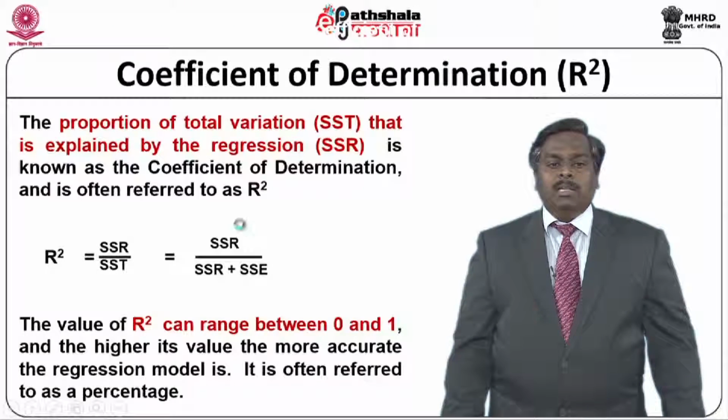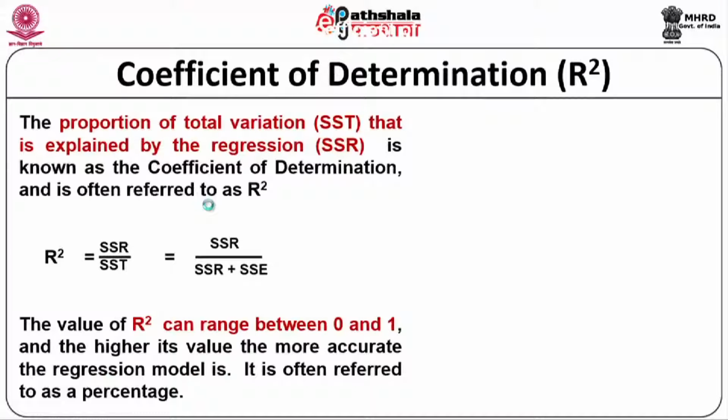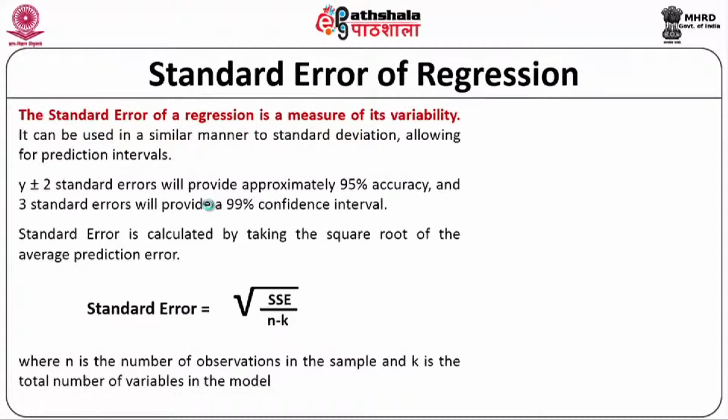So, these parameters like SSR, SSE and SST, together with the coefficient of determination R, will help us to identify or determine the accuracy of the regression model that we have defined.